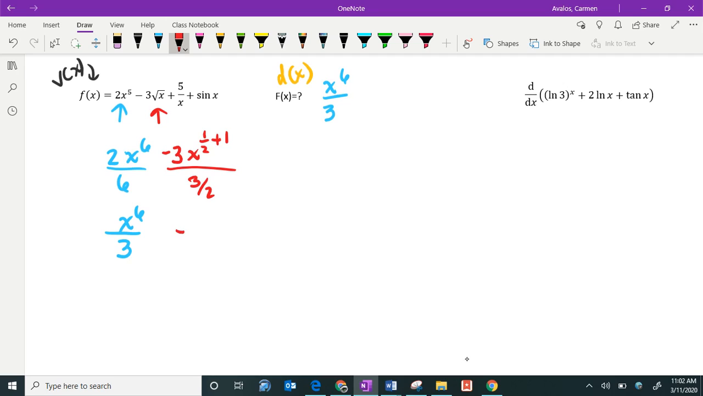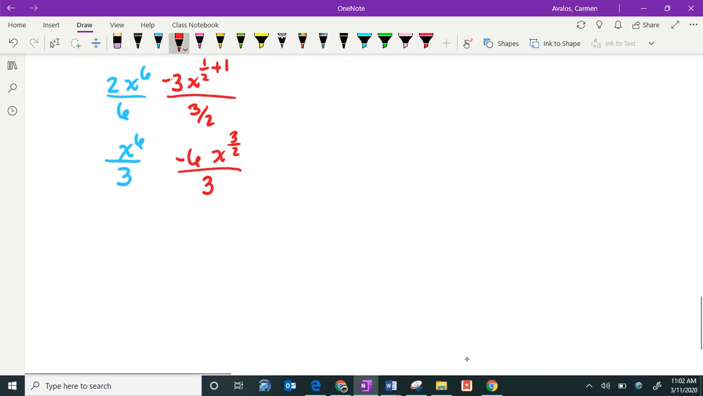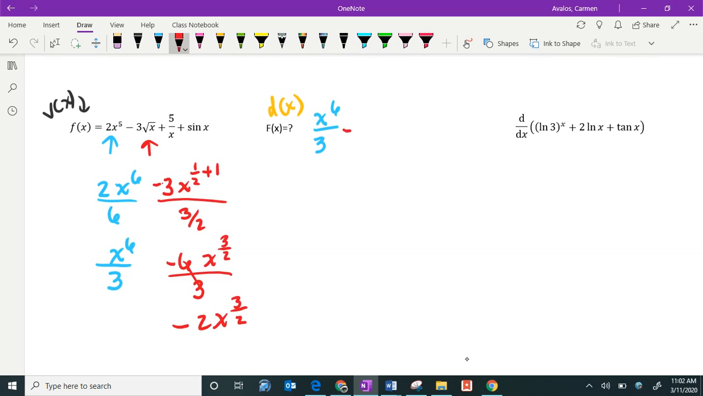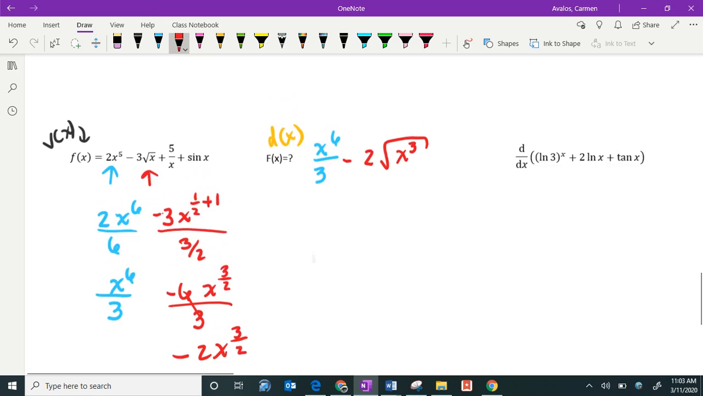And so you're going to get negative 6 because it's 2 times the negative 3, because you're multiplying by the reciprocal. And this is going to be x to the 3 halves over 3. So what happens is that these actually reduce and you end up with negative 2x to the 3 halves, because these reduce. And so what we end up with here is minus 2 square root of x to the third. So that's the antiderivative there.